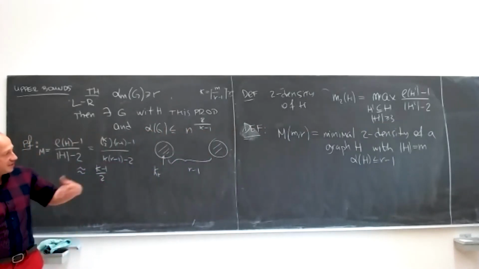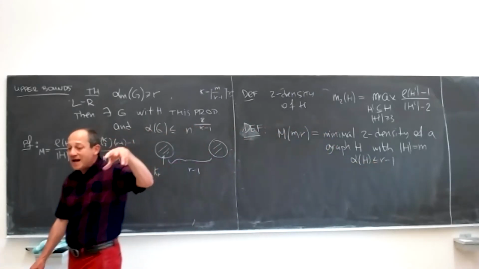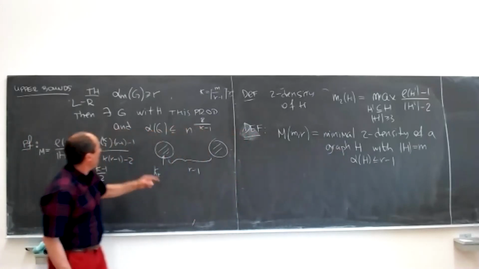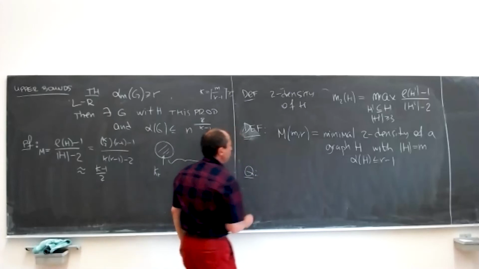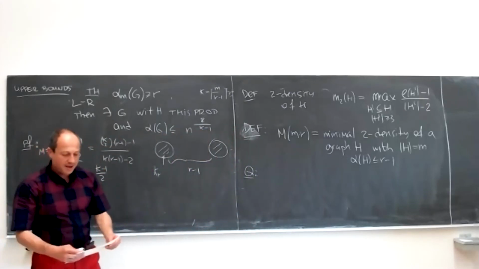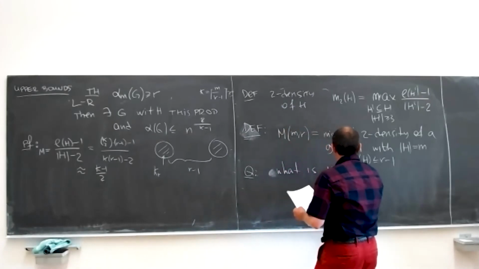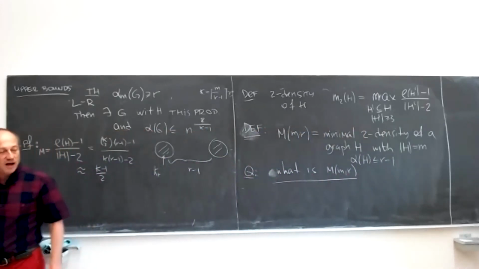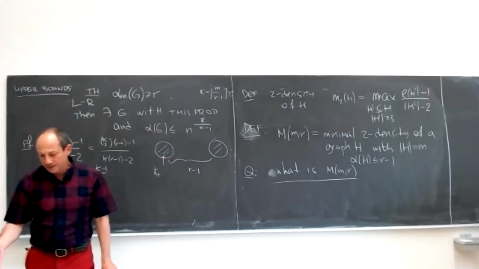So you ask, suppose I have an n-vertex graph and it doesn't have an independent set of size r. This is a guy I don't want to appear. If I don't have any such H in my graph, then every m vertices have independence number at least r. This is a new question we propose. We want to know what is m_r(m). We want to minimize the 2-density over all graphs with independence number at most r minus 1. So it's a Turán type problem, but for 2-density.